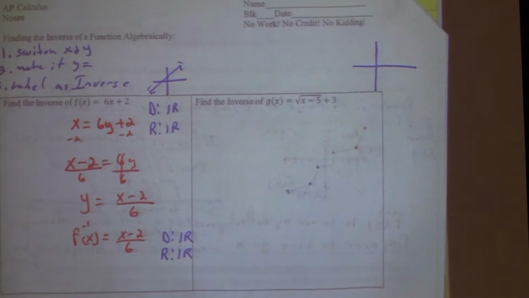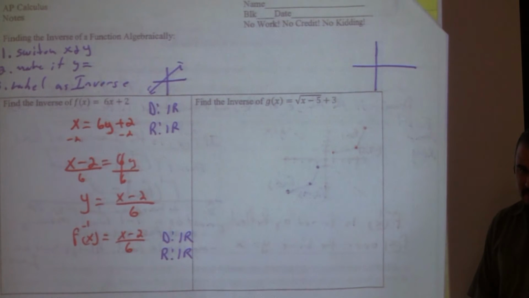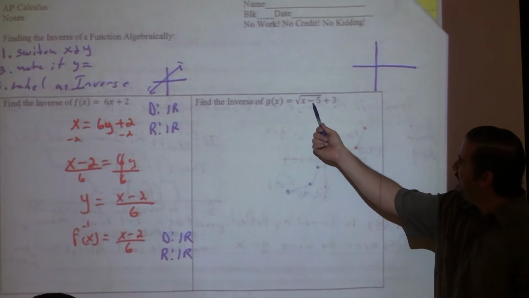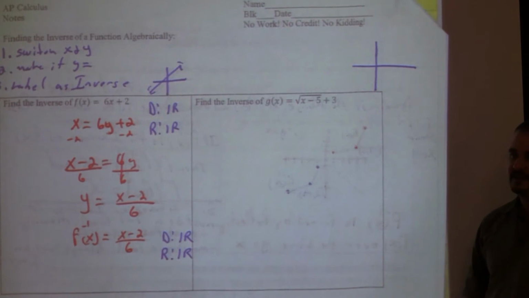Got it? So it's like a diver, right? He's on the diving board and he jumps off, right? The path that he's following is kind of like the square root graph. But if you notice, this one was transformed, right? It moved. So how did it move? Does anybody remember? Up 3 and to the right 5, but it says minus 5. It's a trick.